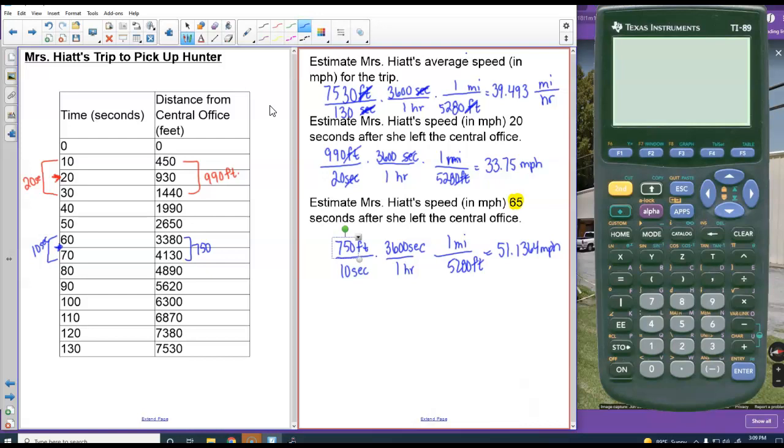Yes, please keep them with you. Your calculators go home. Oh, and please wipe off your desk.